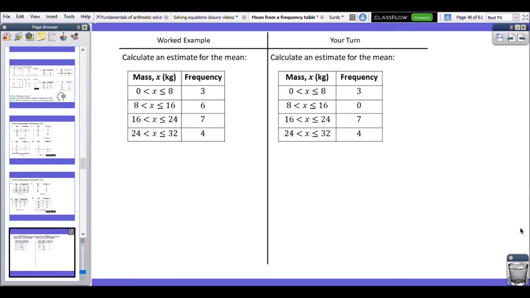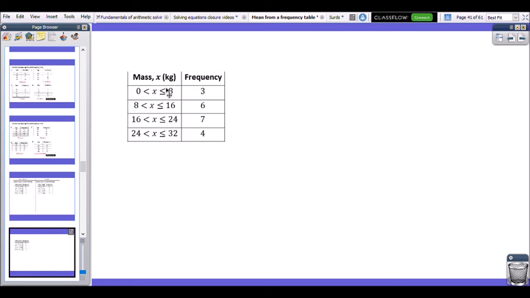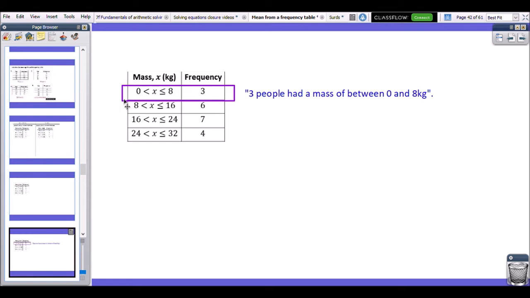Alright guys, so new style of question. Calculate an estimate for the mean for a frequency table like this. First of all, think, how is this frequency table very different to the one that you've just seen? Well, for this one, I have group frequency. So it's not saying I have 3 people who weigh 8 kilos. What does this first row actually mean? Well, this first row means 3 people had a mass of between 0 and 8 kilos.